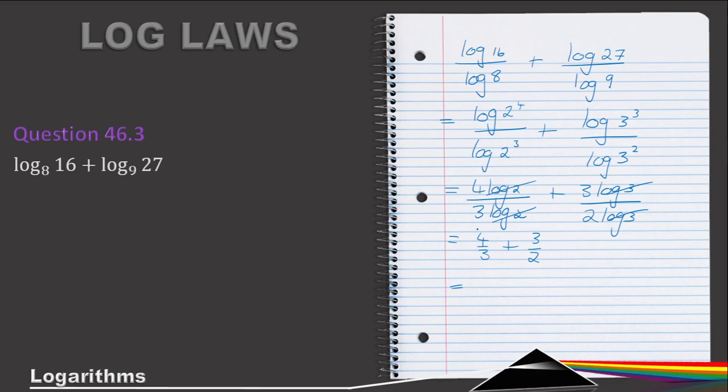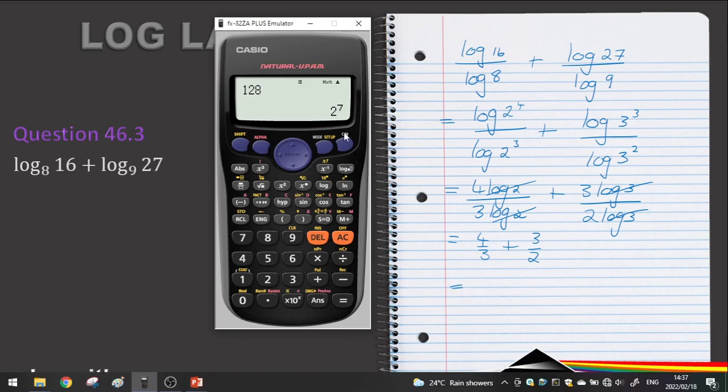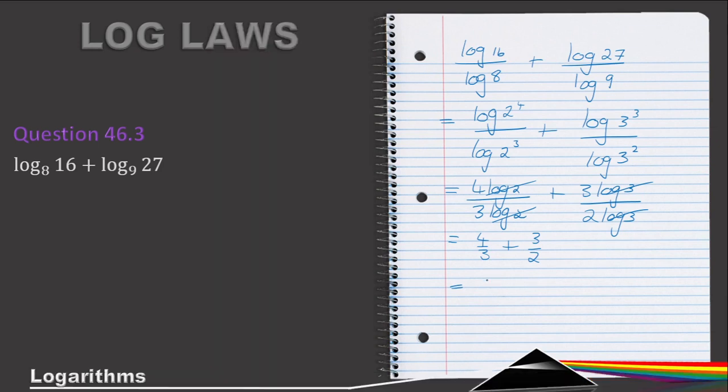And we add. So let's get our calculator and type it in. So 4 over 3. And this is what is nice about grade 12. You do not have to add using the lowest common denominator like in grade 9. So 17 over 6.